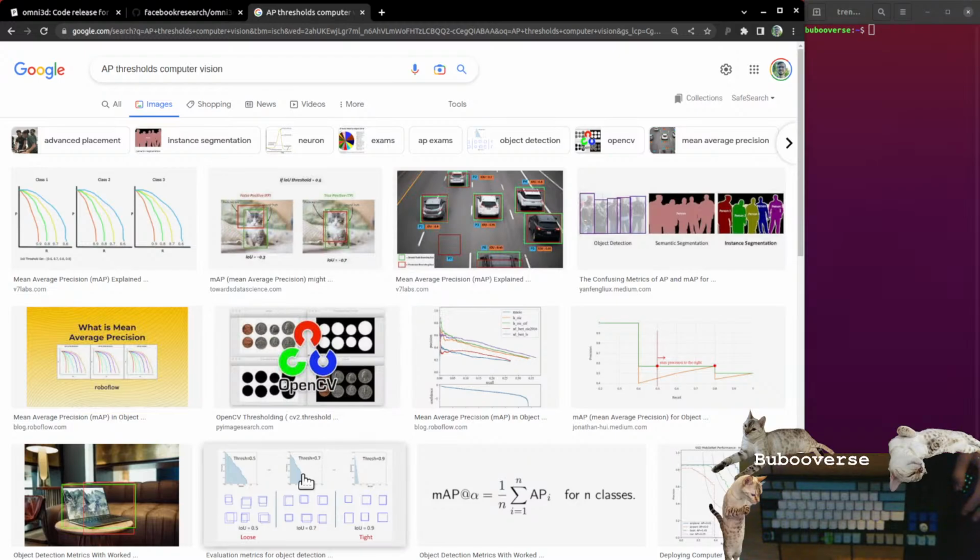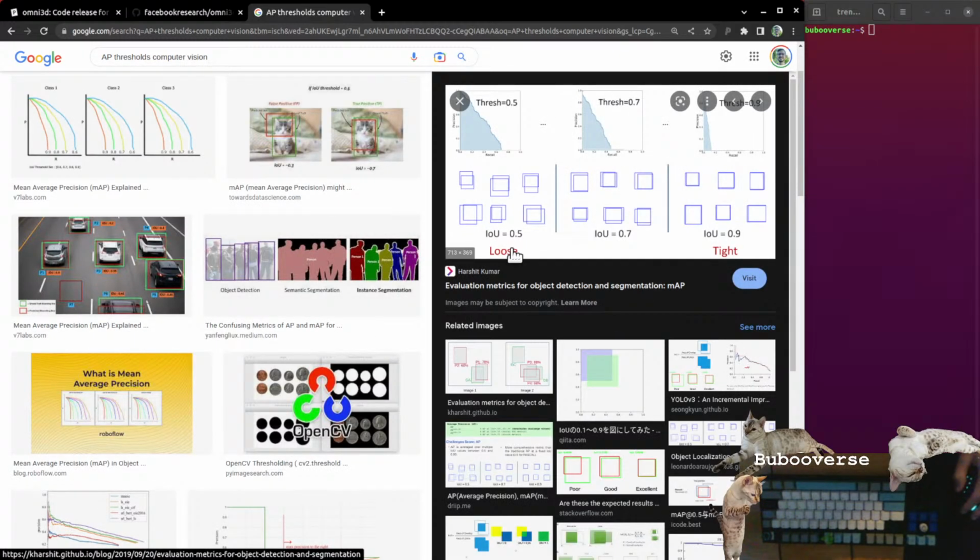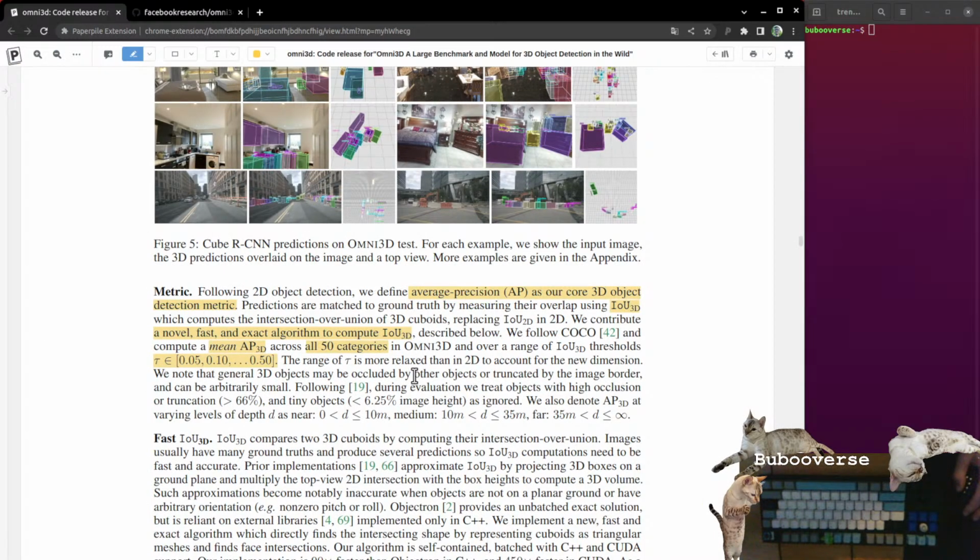AP thresholds in computer vision: how much of an overlap do you need for it to be considered a good prediction? For example, here you can see different thresholds of the IOU. If you only count an IOU of 0.9 for a threshold, it needs to be right on the money, at the right size, in order for it to count. If you have a very loose threshold, you're going to have a much higher score, because even a prediction that's not quite right on the object is going to count. They say that in 3D, the IOU scores are way worse, so they have much lower thresholds here. They have 0.05 and then 0.5. So even just a tiny amount of overlap between the ground truth and the prediction is going to count.